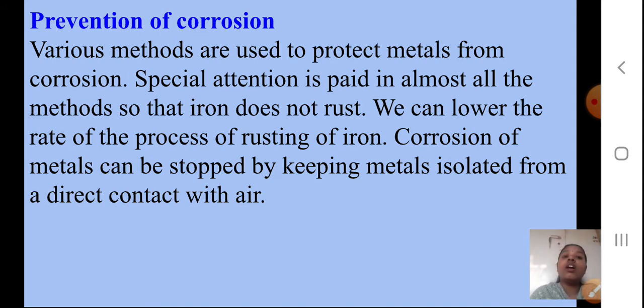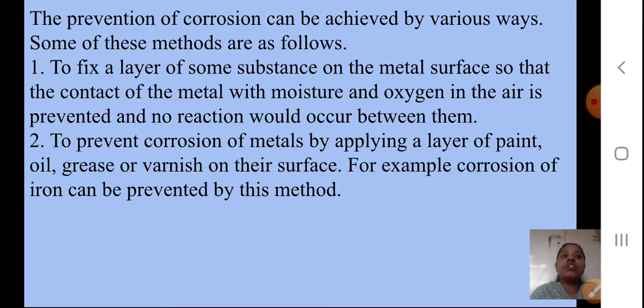Okay students, corrosion of metals can be stopped by keeping metals isolated from direct contact with air. But how? You need to stop its direct contact with the air. Now the technology has advanced, and many techniques are being used where you can fully try to stop the corrosion. The prevention of corrosion can be achieved in various ways. Some of these methods are as follows. So we'll see the two methods you can use.